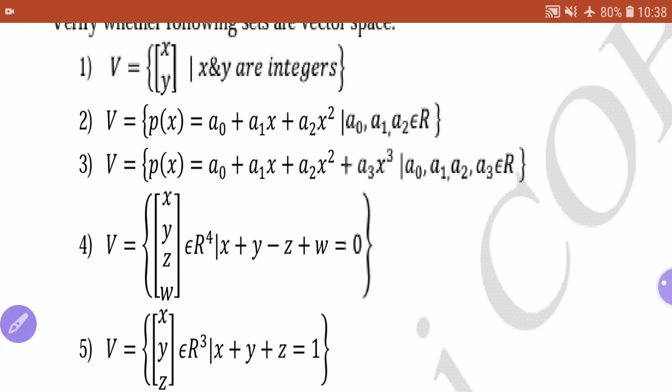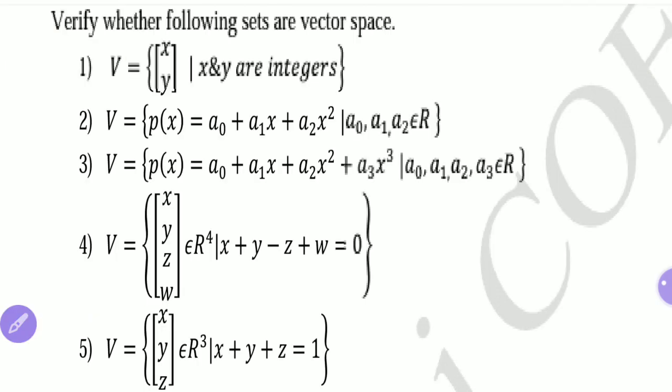Like that you can check for all the remaining. The second is the polynomial p(x) = a0 + a1x + a2x², where a0, a1, a2 are real numbers. Now when we add, you need to verify whether adding two polynomials of second degree gives again a polynomial of second degree. So try to verify all these properties. If you need any help, you can ask me. For these 5 examples, try to apply the definition.